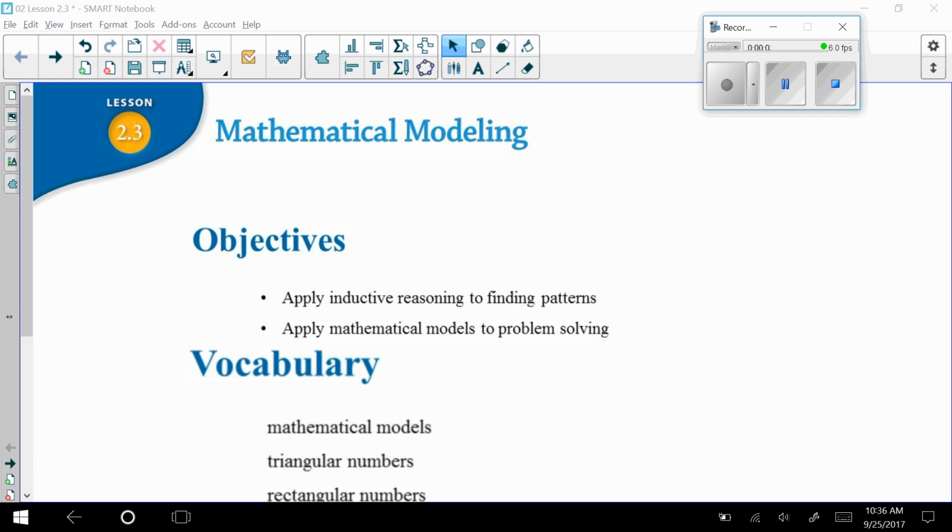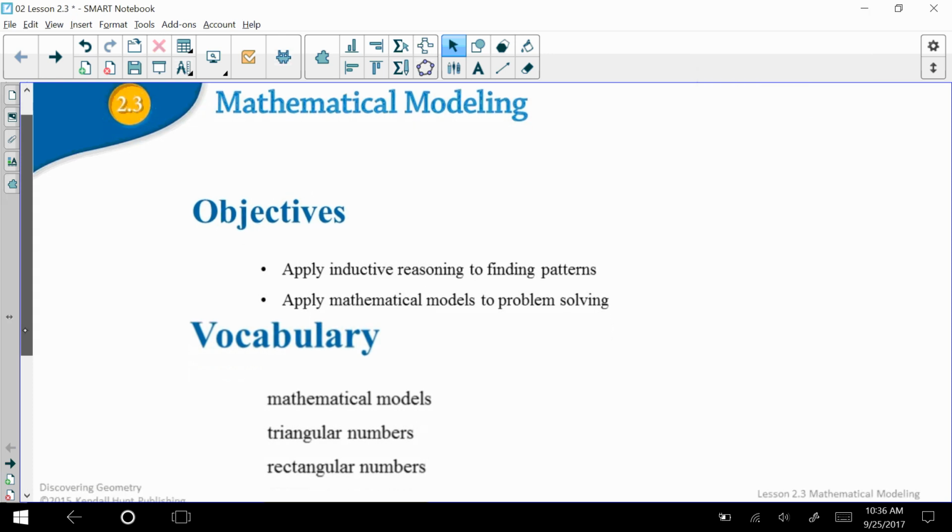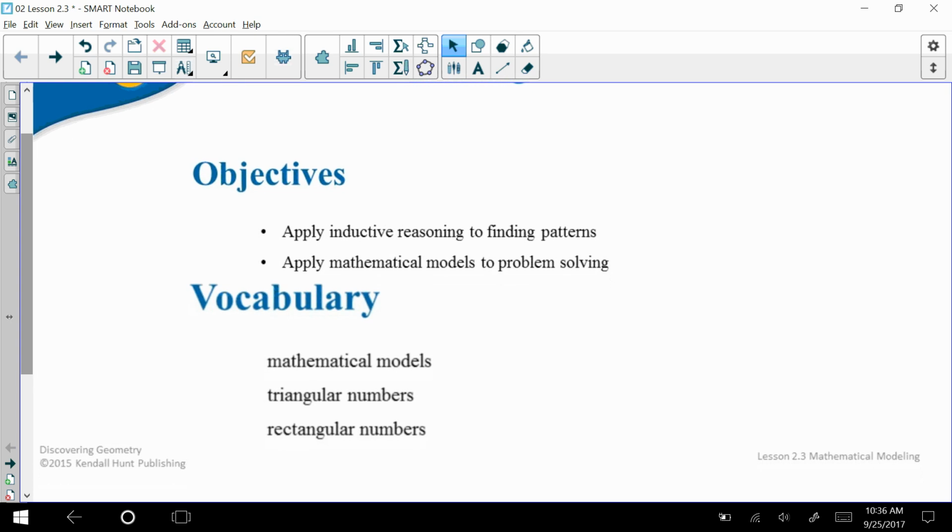Hi ladies, this is lesson 2.3 in your Discovering Geometry textbooks, and it's about mathematical modeling. Our last lesson was about using inductive reasoning to predict what the next term in the sequence would look like, and before that we practiced with drawing diagrams. This is going to be a combination of both of those. We're going to use diagrams and inductive reasoning to develop a mathematical model.